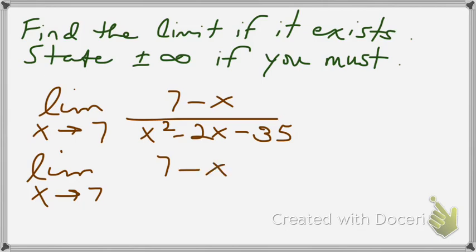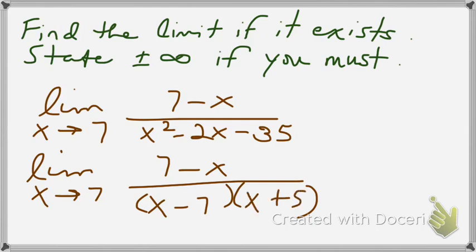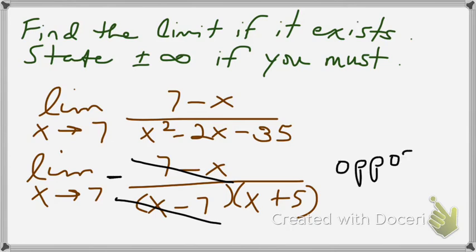I don't have anything for the top. But for the bottom, I could factor that into x minus 7 and x plus 5. I'd like to reduce if I can. Look at these two right here: 7 minus x and x minus 7. There's something going on. They're not exactly the same. They're exactly opposite. And if they are exactly opposite, we're going to cancel them and place a -1.